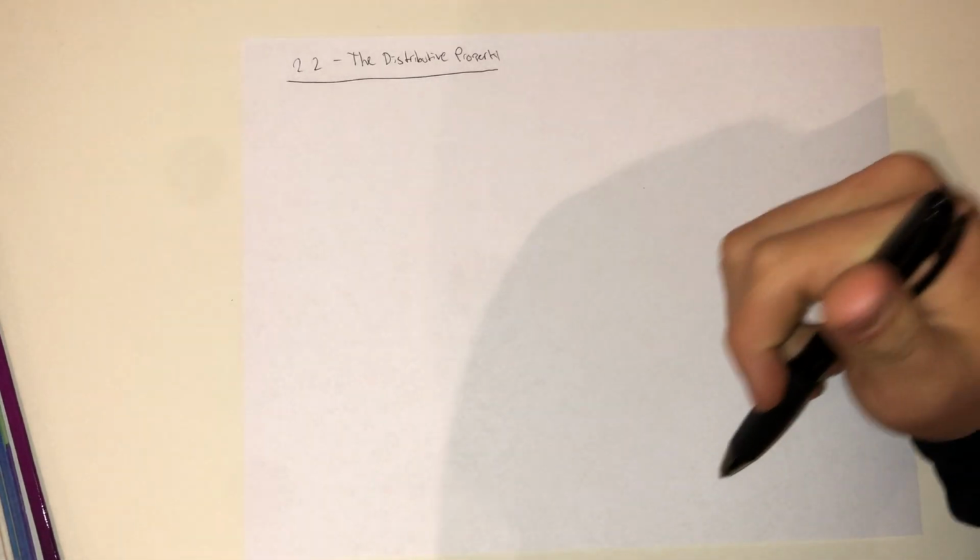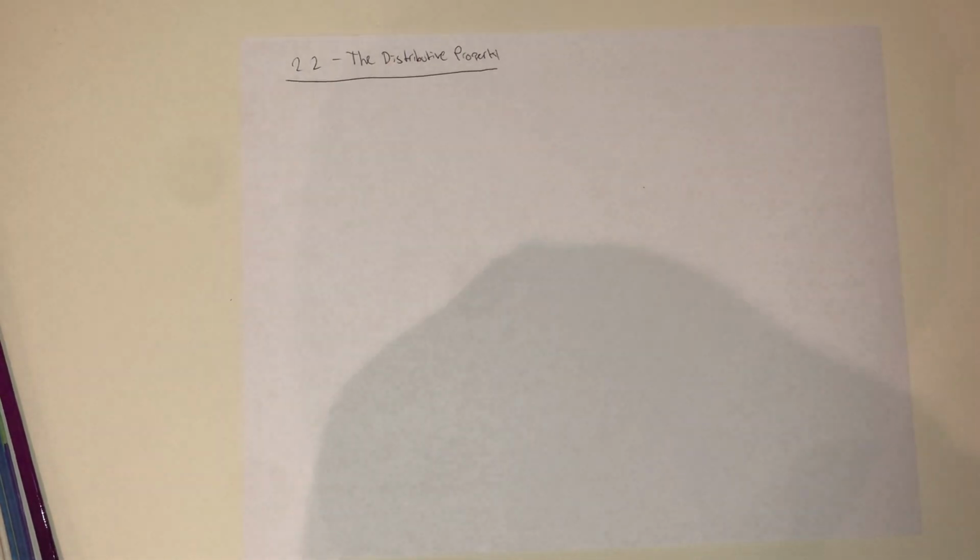Lesson 2.2, the distributive property. So this lesson starts off with an example, camping. You and a friend are going on a camping trip. You each buy a backpack that costs $90 and a sleeping bag that costs $60.